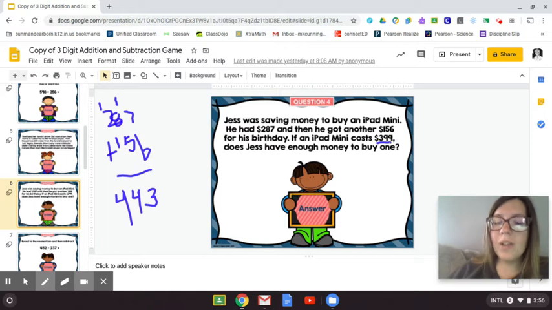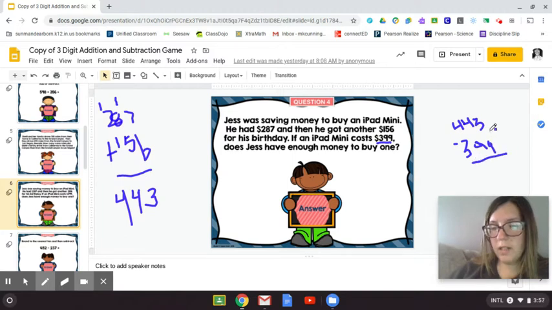I'm going to take this one step further. Let's see how much money he's going to have left. So we're going to take 443 and we're going to subtract 399. So we borrow 10 more. This becomes 13. This becomes 3. But then 9 is bigger than 3, so it becomes 13.